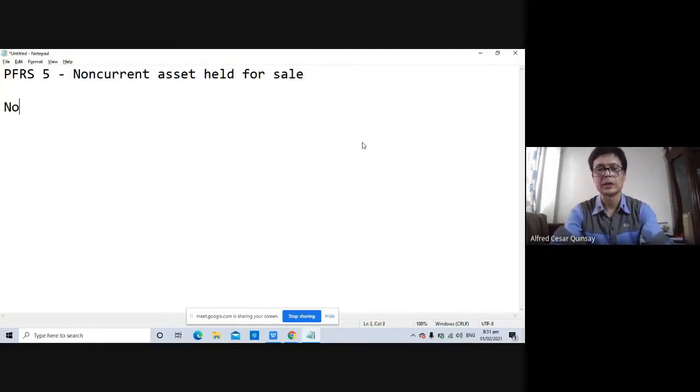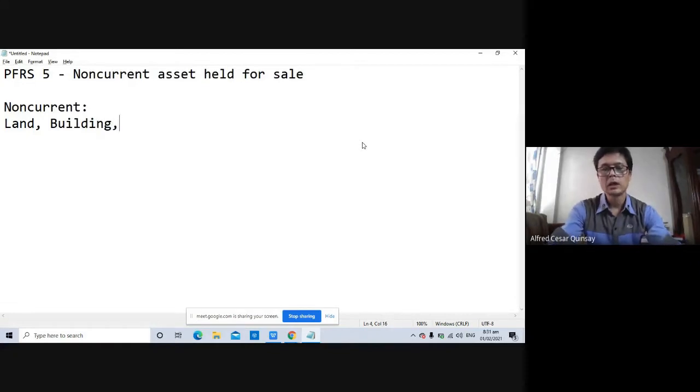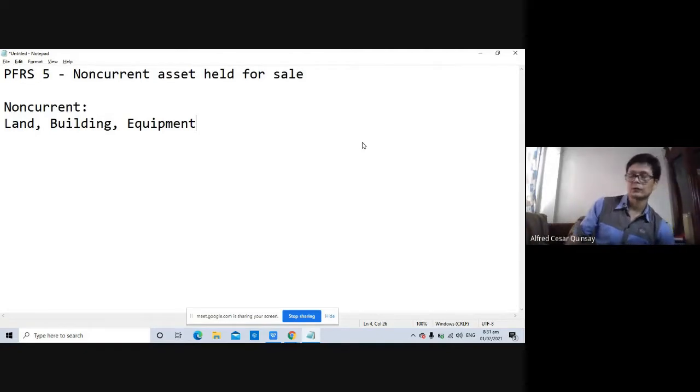So alam naman natin pag sinabi nating non-current asset, no? Okay, ano yung unang pumapasok sa isipan natin? Yung mga land, building, equipment. So these are yung mga assets, particularly building and equipment, mga depreciable asset, and of course land, which is non-depreciable. Pero these are what we consider typically as non-current asset.